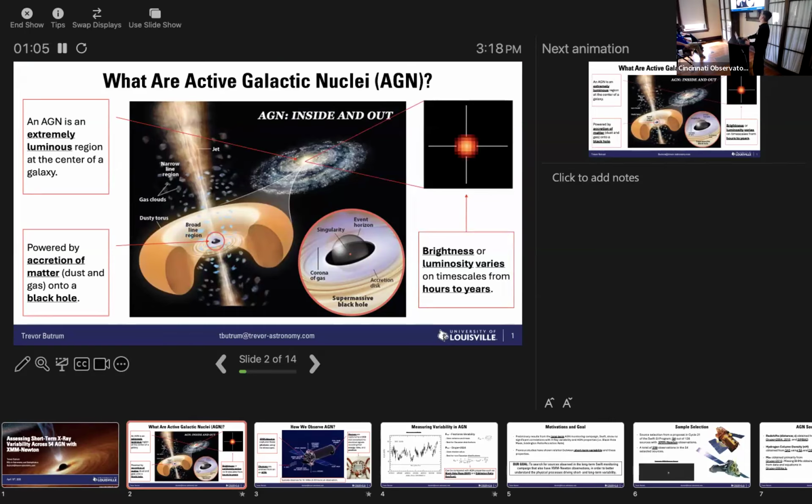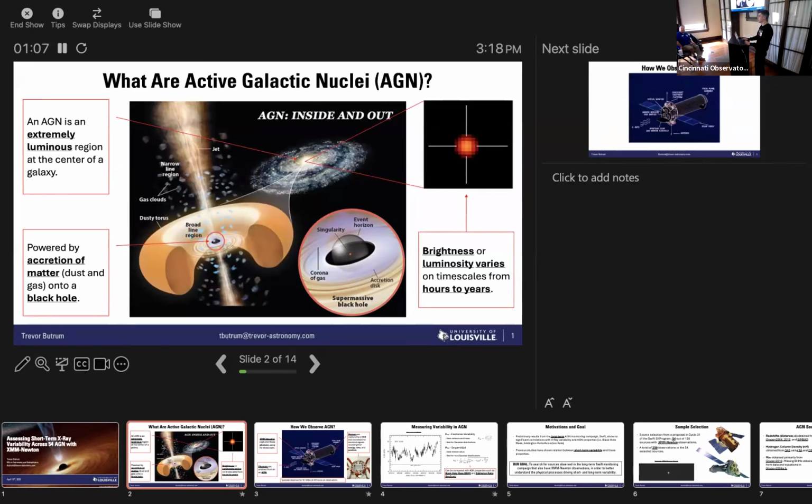And this brightness or luminosity of this AGN can vary on timescales from hours to years. This is a simulation. At the top right there is a simulation of some variable source. It's not an actual source, so I just want to show it as an example of what variability could look like.